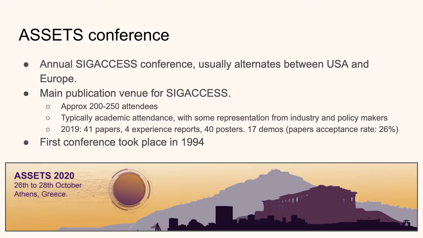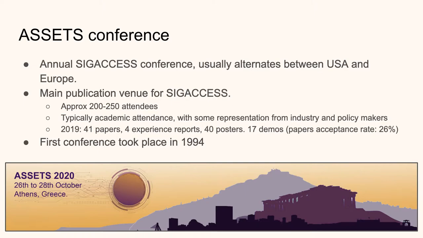So the main conference for SIG Access is the Assets Conference. That flips between the USA and Europe. So this year it's going to be in Athens. Last year it was in Pittsburgh in the US. The year before that it was in Galway in Ireland. So it's quite a global conference.